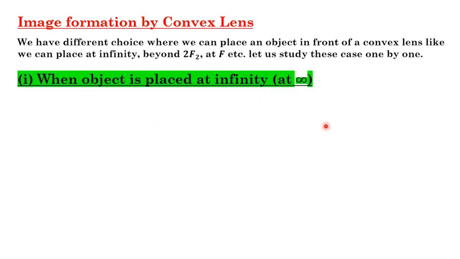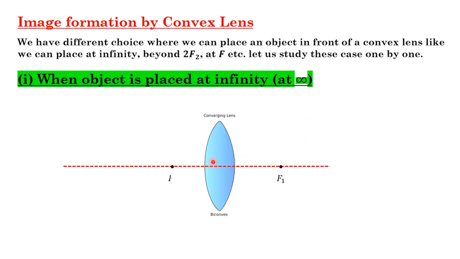Our object is at infinity. Let this be a convex lens. Again, you know the figure. When an object is placed at infinity, all the light rays will be parallel to the principal axis. This you already know. And after refraction, when light is parallel to the principal axis, again recall the rule, it goes through the focus.